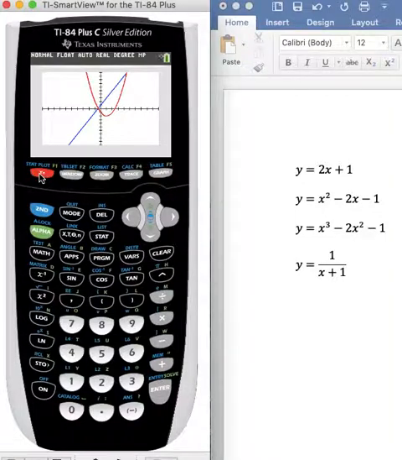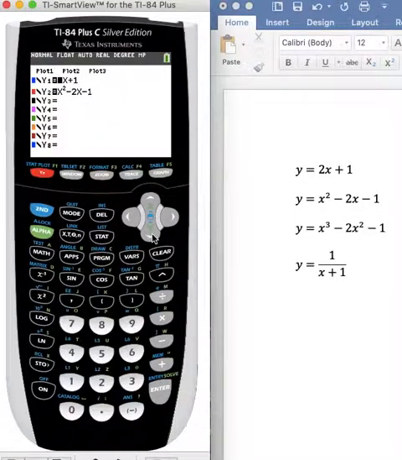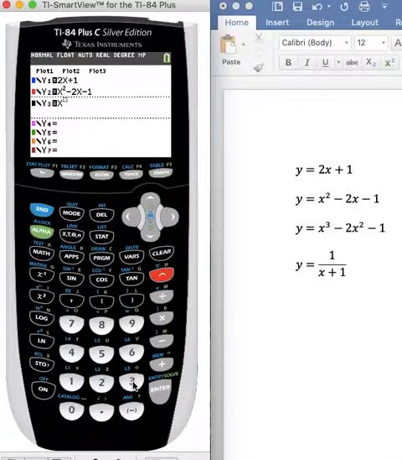Third graph. Now there isn't a cubed button like there was a squared button, so this time I'm going to have to enter x cubed as a power. And this button here is the to the power button. So this would be x to the power of 3. Notice that the cursor is still left up here in the power line, so I'm just going to cursor to the right to get back down to normal.